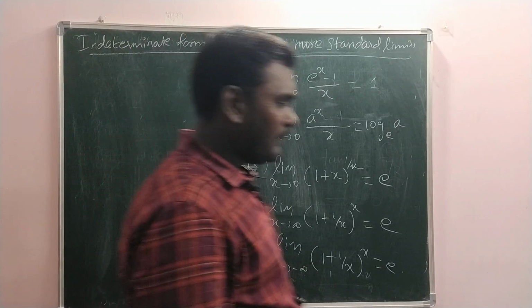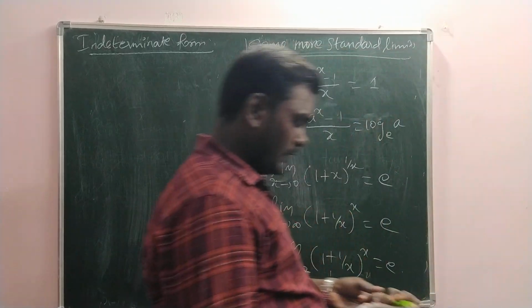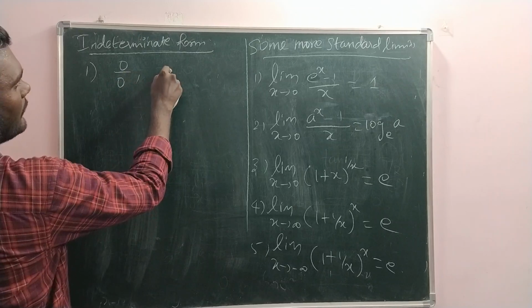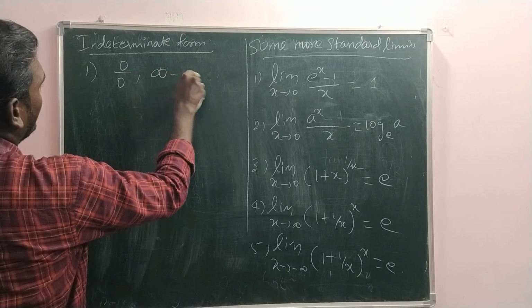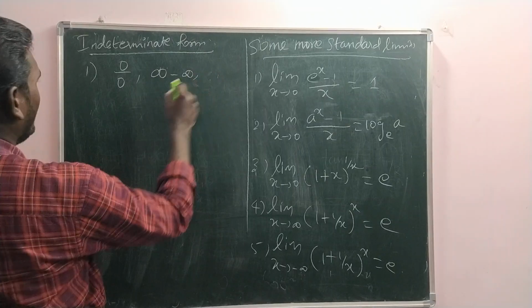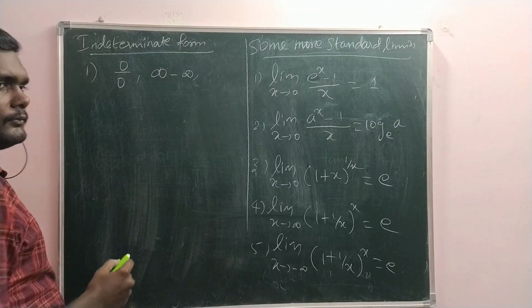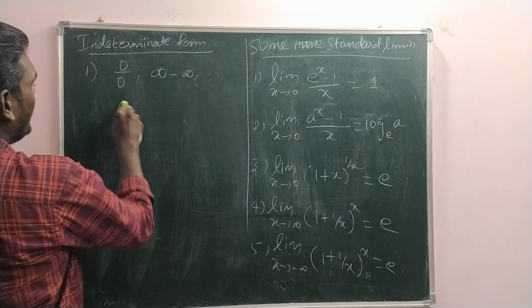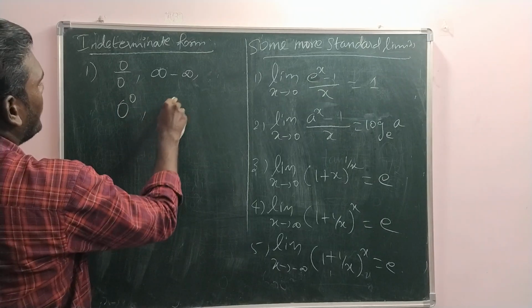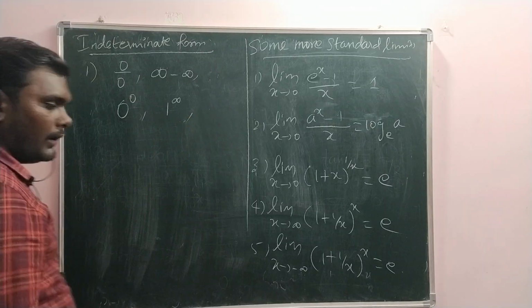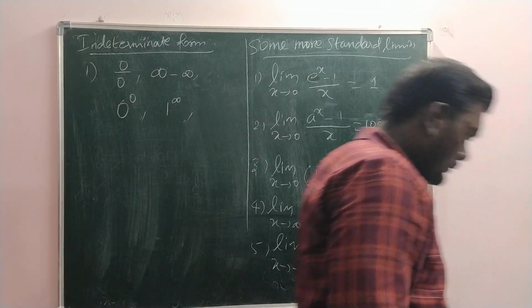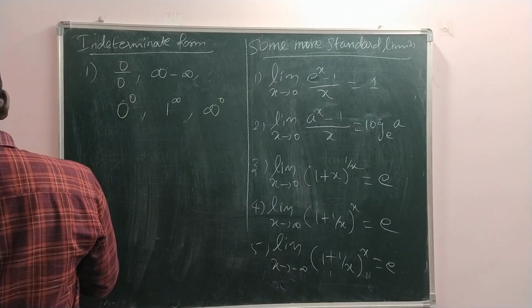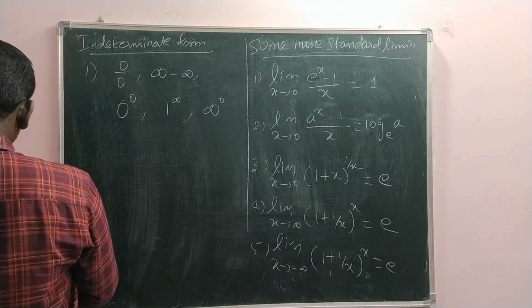So there are 7 indeterminate forms. The very first and foremost things we know are 0 by 0 and infinity minus infinity. Not x by 0, that is not defined. We are talking about indeterminate form. And 0 power 0, 1 power infinity, infinity power 0, zero into infinity.